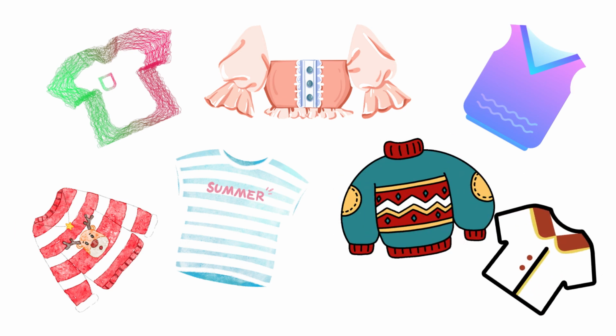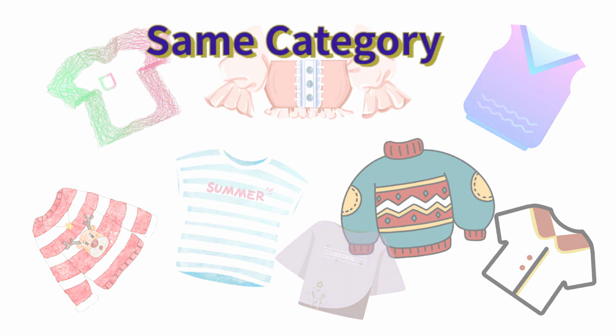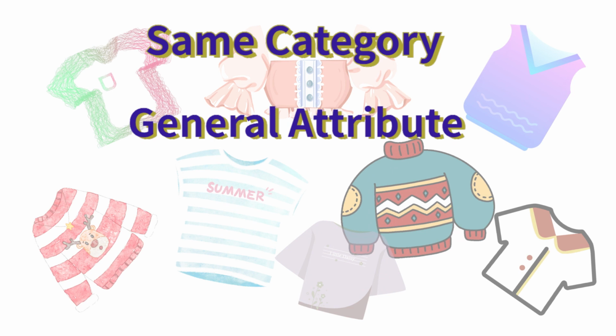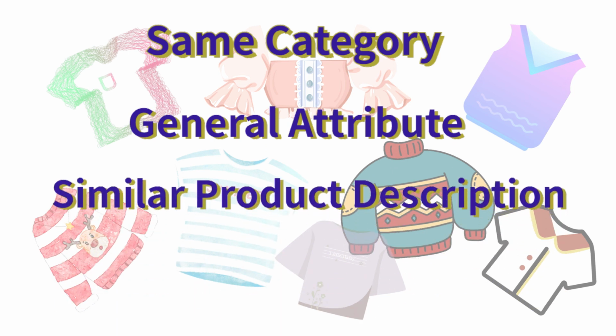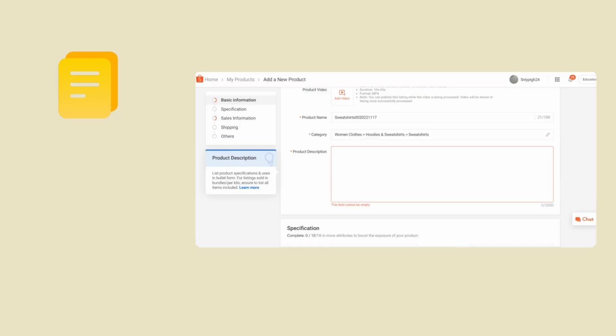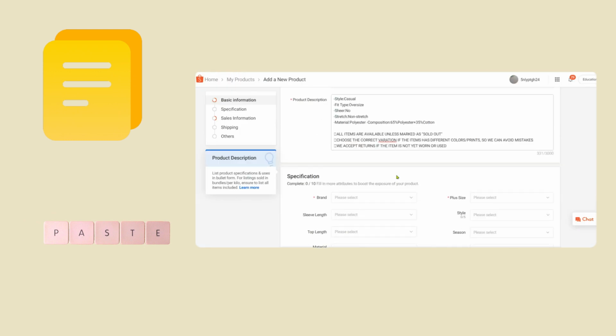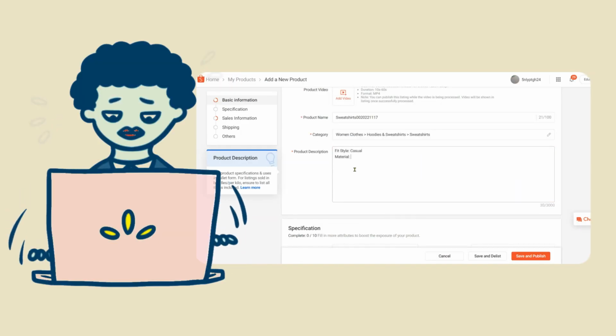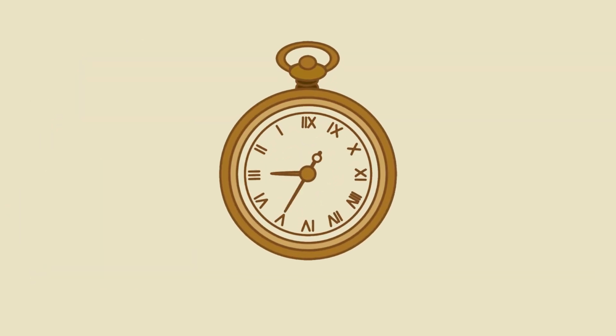What will you do to save your time and energy if you need to upload lots of products to your stores and most of them share the same category, general attribute, similar product description, and other frequently used product info like size, color, etc.? You will copy and paste the info or directly type the info again and again. Don't you think it slows down your business?